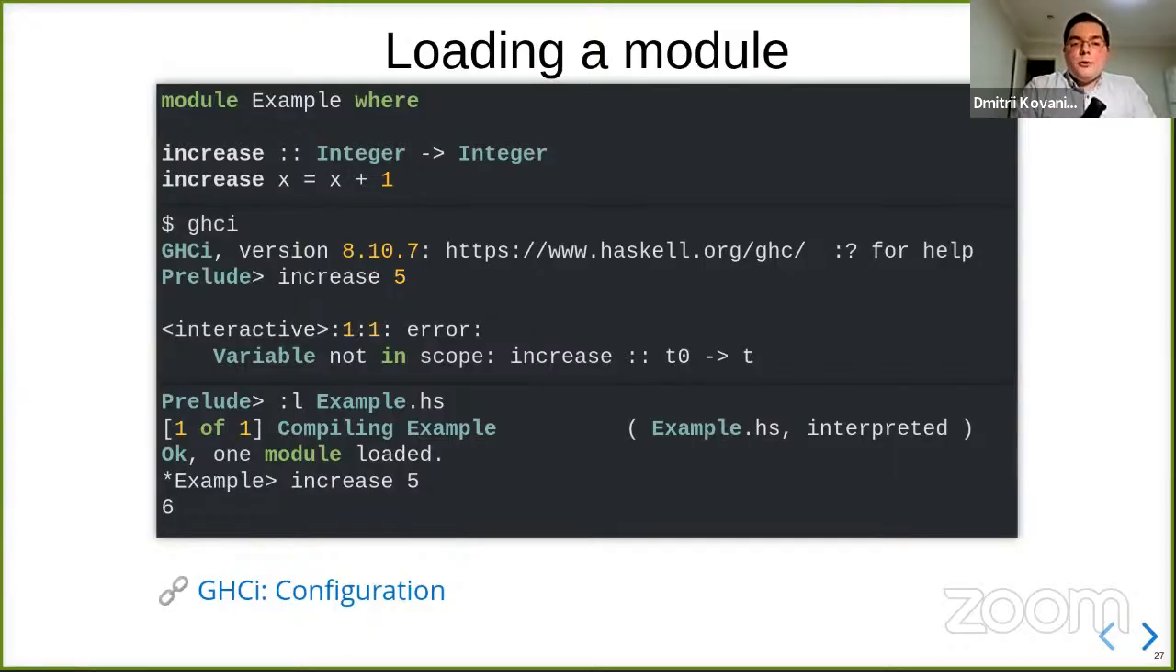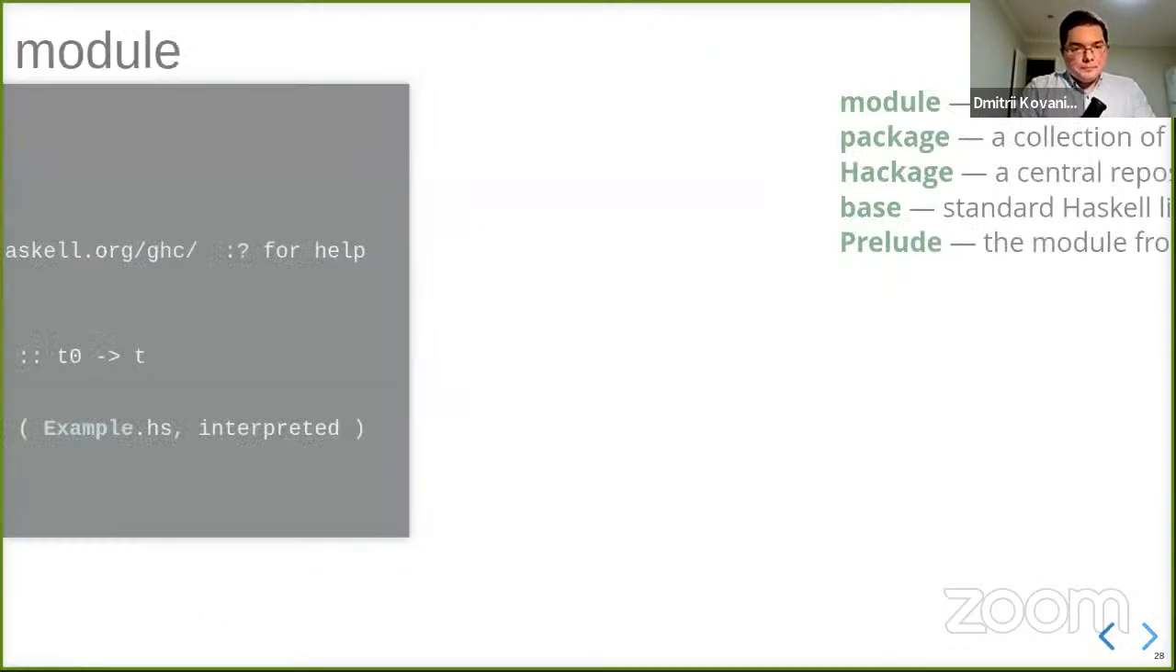You can actually have your own custom pretty prompt, like not Example, not Prelude, but maybe some pretty lambda or something like that. There is a link for GHCi configuration and how you can do this. But in slides, I will always use Prelude or the GHCi prompt.